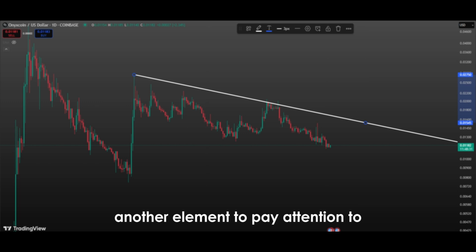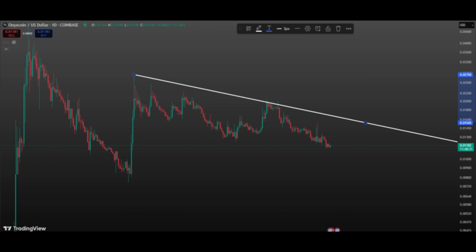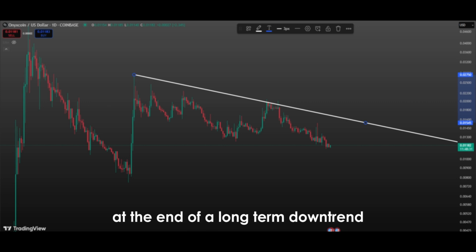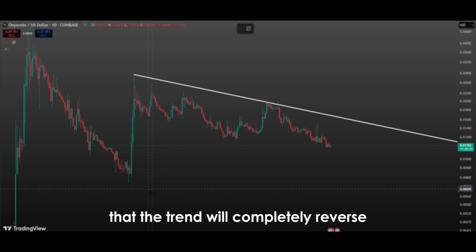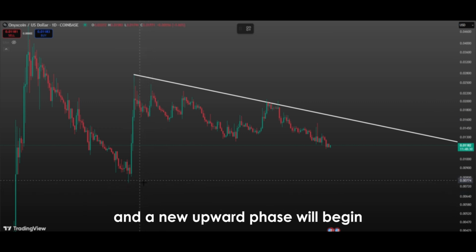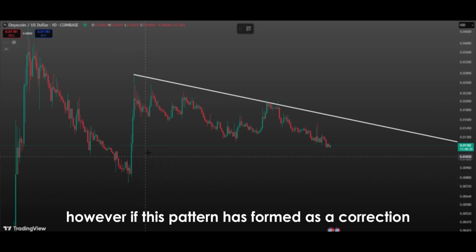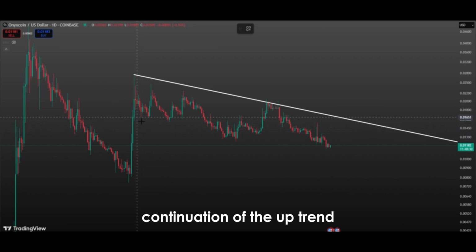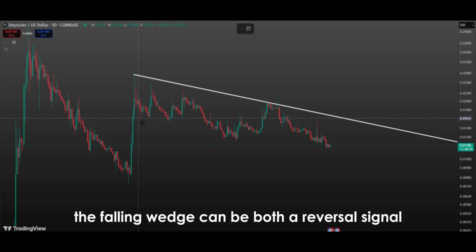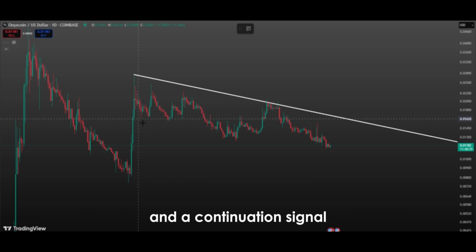Another element to pay attention to during the breakout of the wedge is the overall market trend. If the falling wedge has formed at the end of a long-term downtrend, this is usually a strong indication that the trend will completely reverse and a new upward phase will begin. However, if this pattern has formed as a correction within an uptrend, then the breakout indicates the continuation of the uptrend. In other words, the falling wedge can be both a reversal signal and a continuation signal.